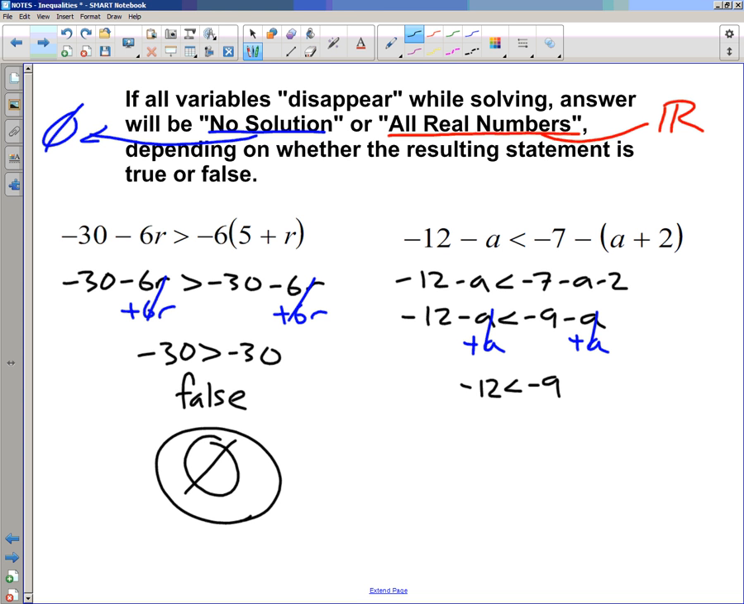And we could go ahead and add 12 to both sides, or we could add 9 to both sides, but the truth value of that statement is not going to change. Is that a true statement or no? Is negative 12 less than negative 9? This is a true statement, which means our solution will be all real numbers. It means that anything we plug in for a is going to work in that inequality. Questions on these? Keep an eye out for these. They will pop up in your assignments from time to time.